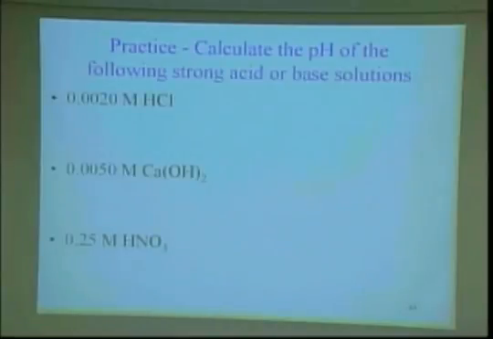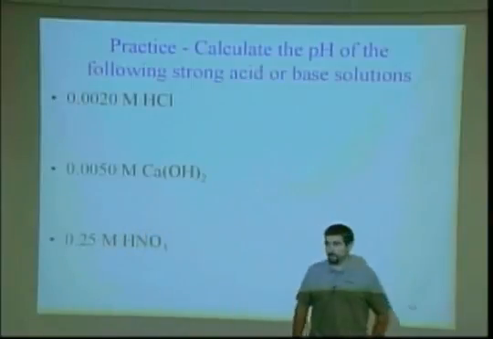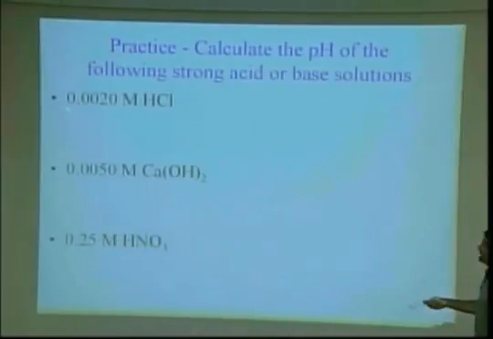All right, so we got 0.020 molar HCl. Going with this right here, walk me through what would I do to calculate the pH of that solution. What formula would I use? pH is equal to what? There you go. Negative log of the hydrogen ion concentration. Because I have the hydrogen ion concentration, right? Right here.